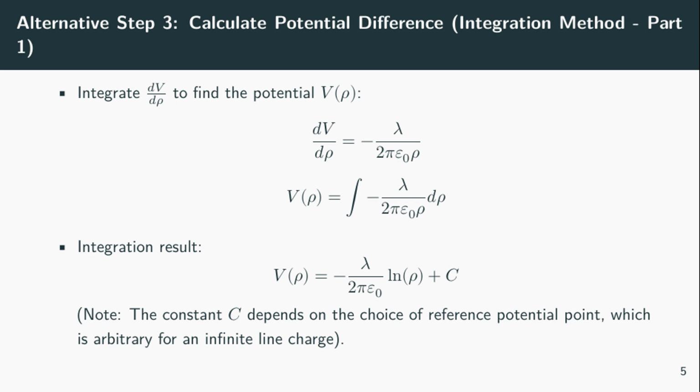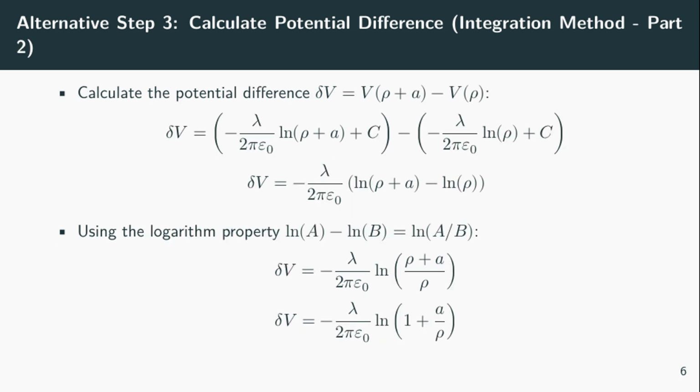Step 3, alternative method part 1. We start with the derivative of V with respect to ρ being equal to minus lambda over 2 pi epsilon naught rho. To find the potential V of ρ, we need to integrate this expression with respect to ρ. So V of ρ is the integral of minus lambda over 2 pi epsilon naught rho d rho. When we perform this integration, we get V of ρ equals minus lambda over 2 pi epsilon naught times the natural logarithm of ρ plus a constant of integration c. This constant depends on where we choose our zero potential point, which is arbitrary for an infinite line charge.